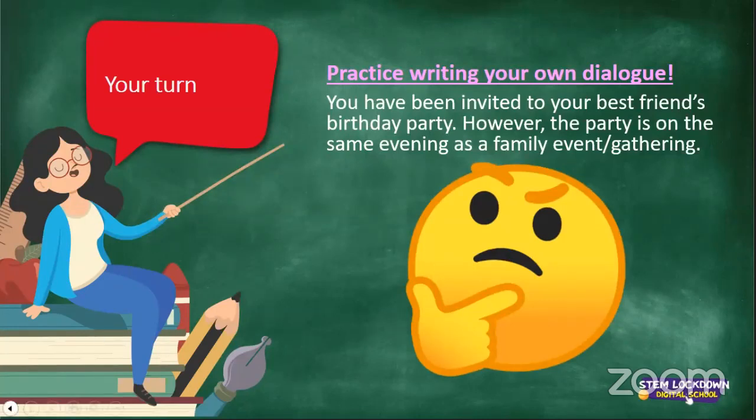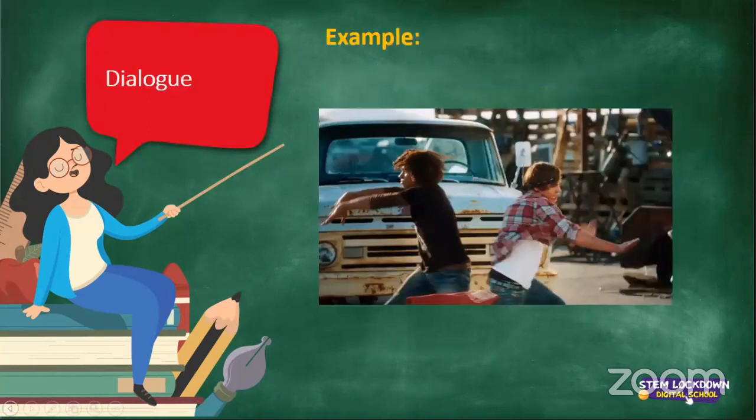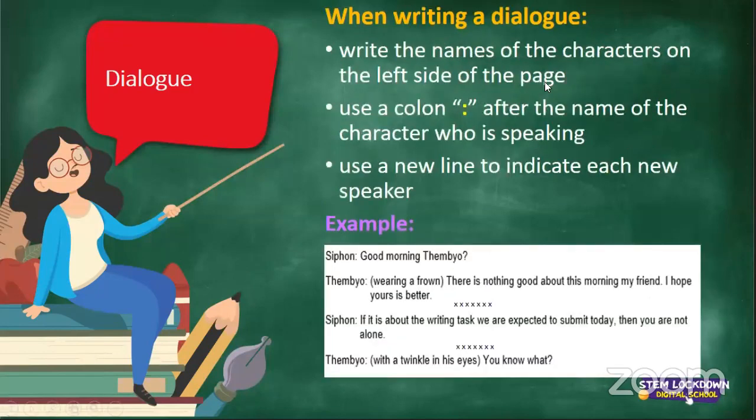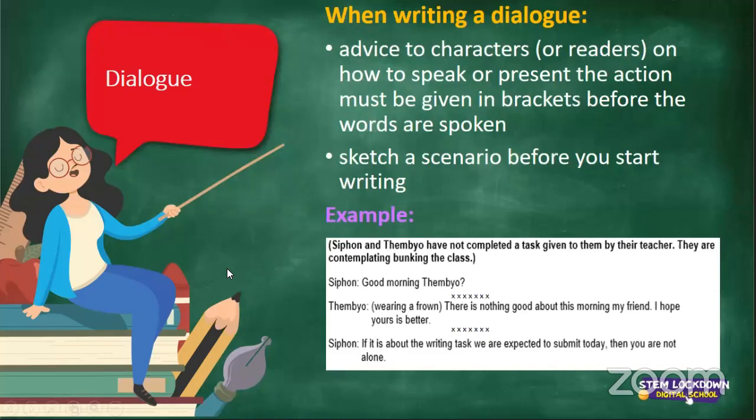If you think about it carefully, let's go back to our previous slide. You would write the names of the characters on the left-hand side of the page. Use a colon after the name of the character who is speaking. Use a new line to indicate the new speaker. And you would advise the characters on how to speak or present actions. And this must be given in brackets before the words are spoken. And you will sketch a scenario before you start writing, like that example we have there.